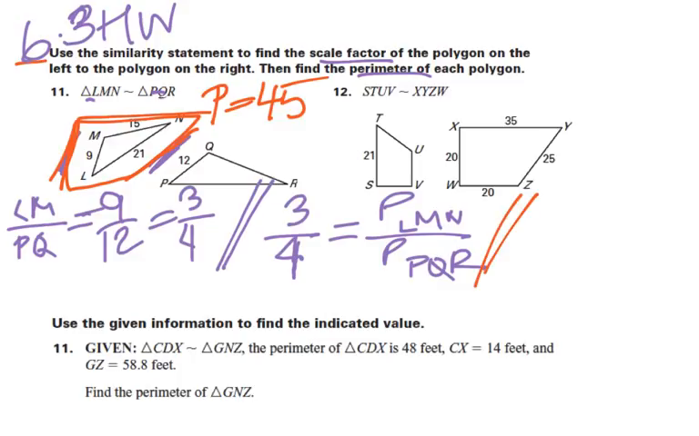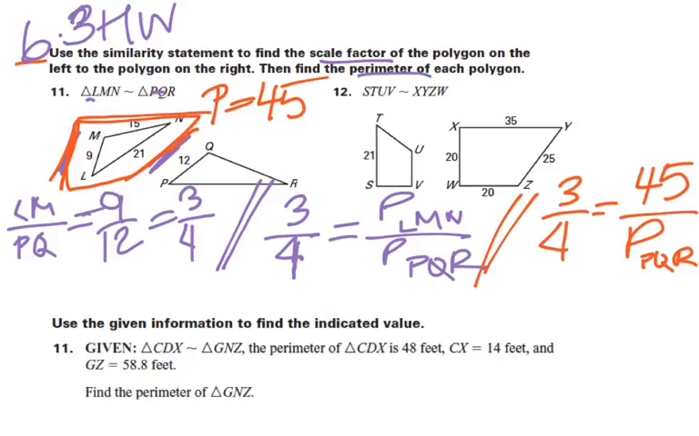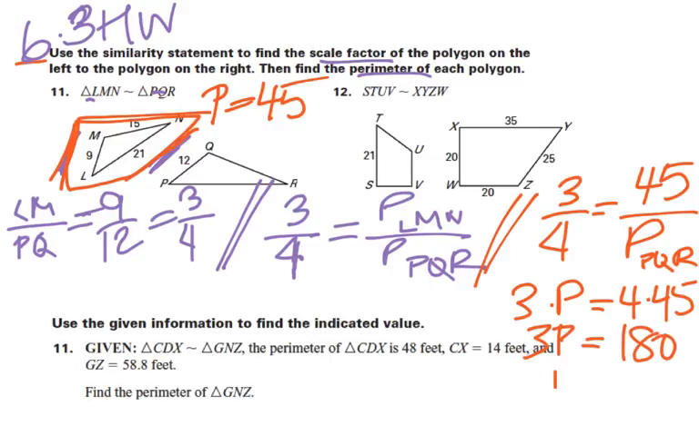So I'm going to write a new ratio. I'm going to say 3 over 4 equals 45 over the perimeter: the perimeter of LMN over the perimeter of PQR. Now we have a proportion, and we know how to solve proportions. We do 3 times the perimeter equals 4 times 45. So 3p equals 180. Divide by 3.